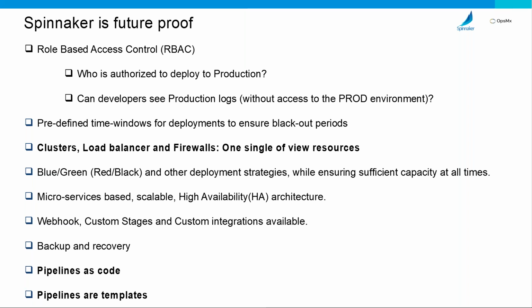With Spinnaker and role-based access control, it's possible to have one pipeline that can deploy to different environments based on who the person is who is pressing the button on the screen. And that makes it very, very convenient to run a pipeline all the way from development to production. Some of that RBAC features also include that developers can see production logs, for example, without having access to the production environment itself. In my experience, it's extremely rare that we want to give developers access to the production environment. But here, it makes it easy for them to see the logs in the production environment without being able to do anything there.